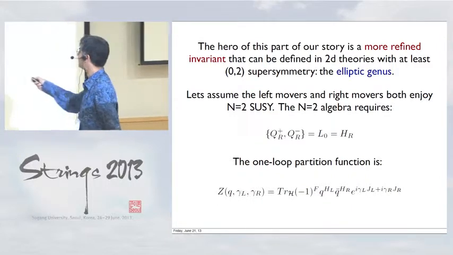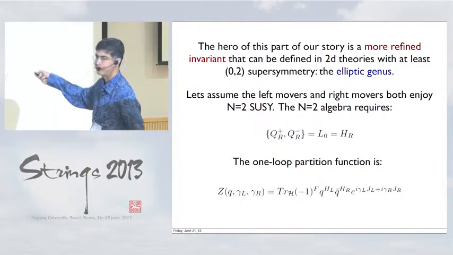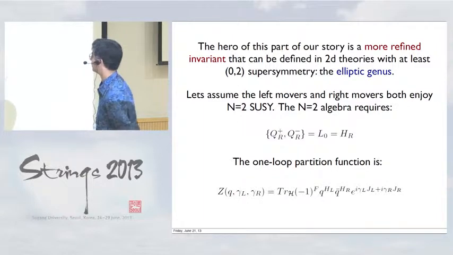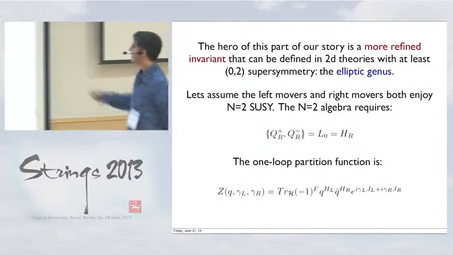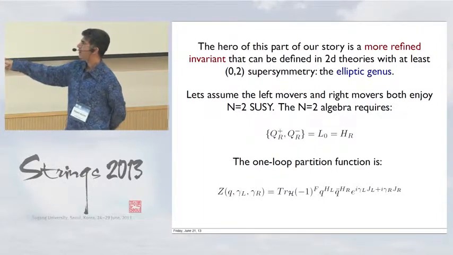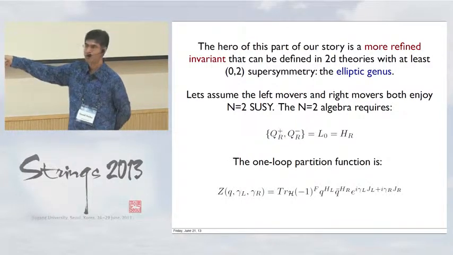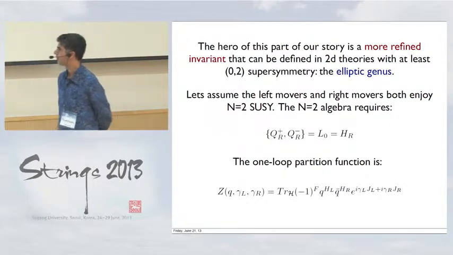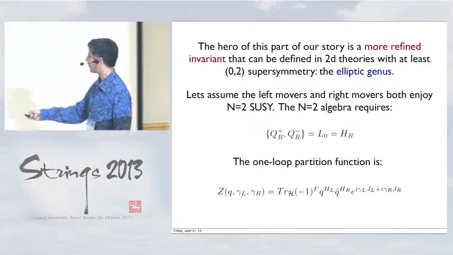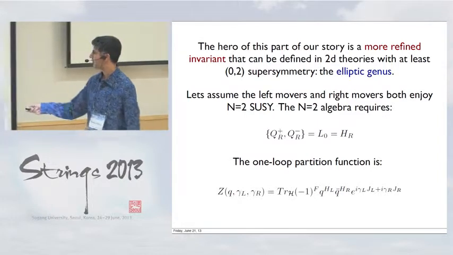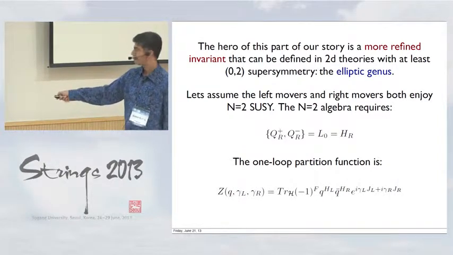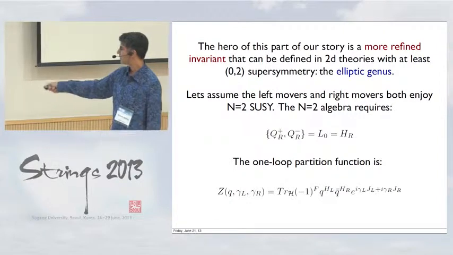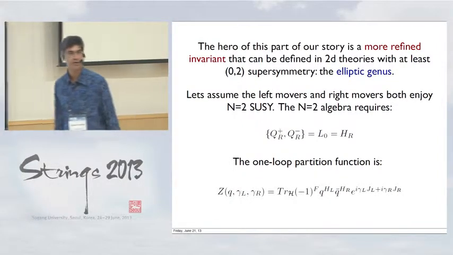So let's assume that the left movers and right movers both enjoy N=2 SUSY. I'm specializing more than this for the exposition. The N=2 algebra, say on the right, requires that Q right with plus U(1) charge of the N=2 algebra, commuted with Q right of the minus charge of the N=2, commute to the Hamiltonian. And so the one-loop partition function would naturally be written as a trace on the Hilbert space of q^H on the left, q bar^H on the right, and then some parameters gamma that measure the U(1) charges.